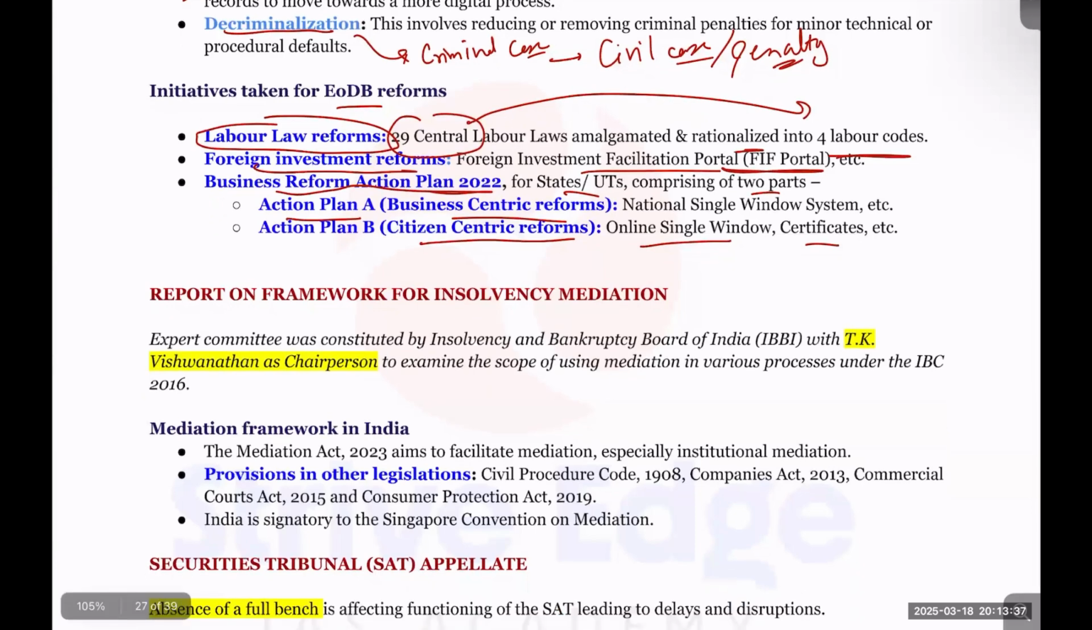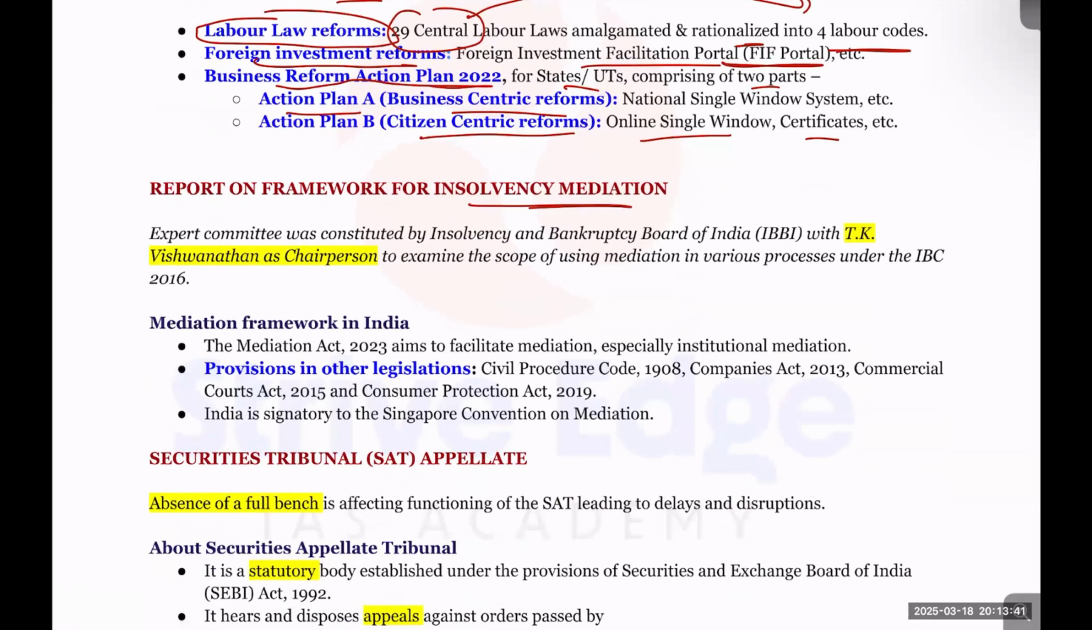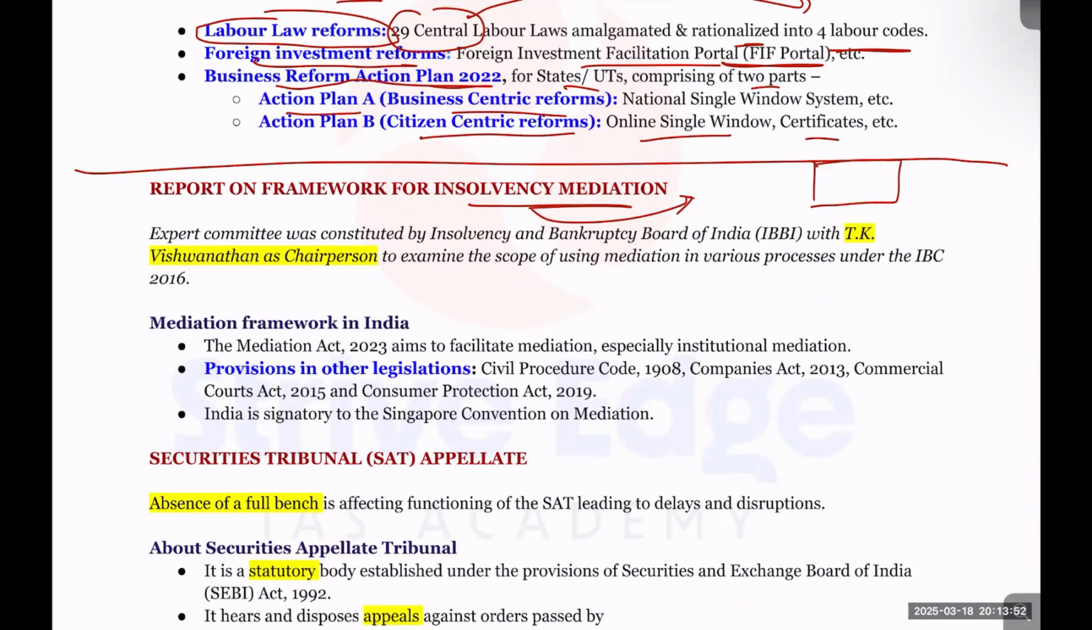Now, next is the report on the framework for insolvency mediation. What is insolvency that you should talk about? You should know, insolvency is when a company is there but it is not able to conduct its operations because of a cash crunch.